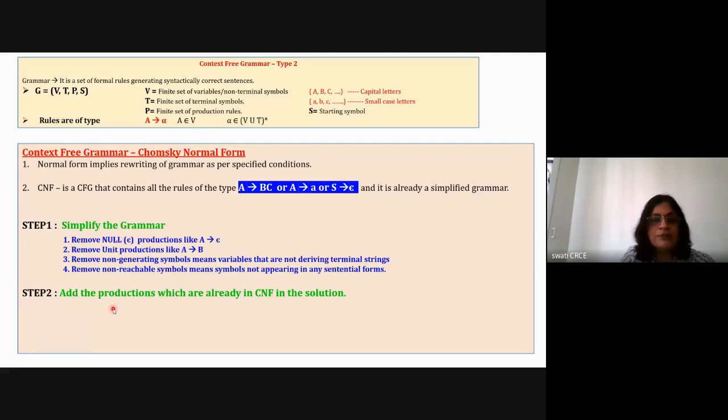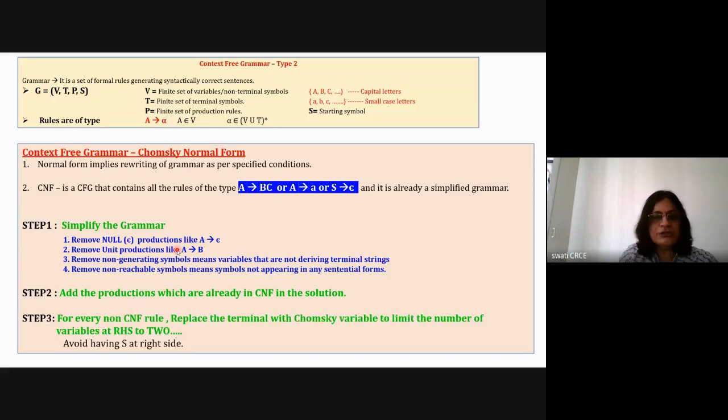After simplification, you need to add the productions which are already in CNF to the solution. Means you look at your CFG, and if the rule is already of the type A = BC or A = small a, add it to the answer, converting those rules as they are into CNF, because they are already in CNF format. Now you take the remaining productions, and for these you will have to use an extra Chomsky variable. Introduce a new Chomsky variable if required, and rewrite the grammar in such a way that the RHS has only two variables.